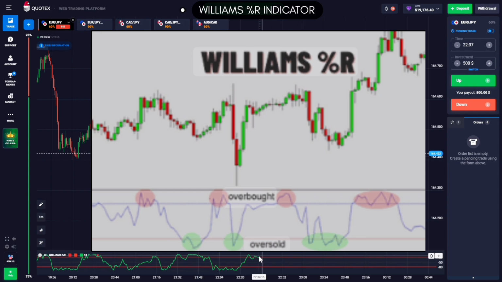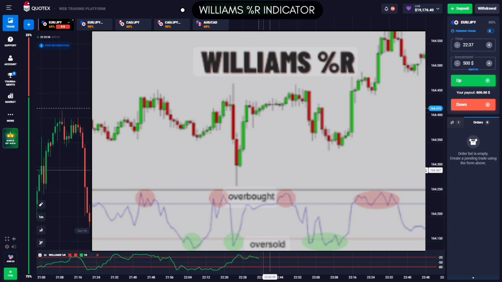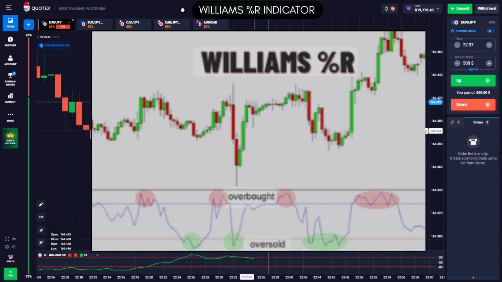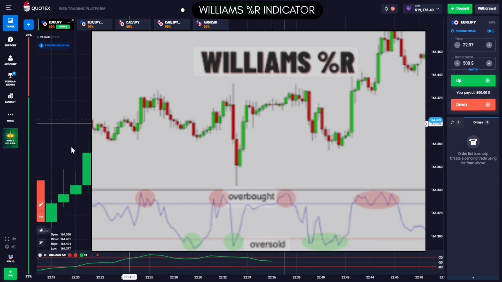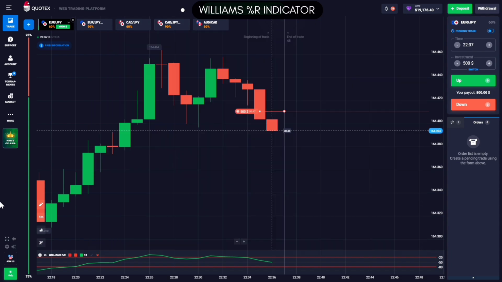Overbought condition. When the Williams %R indicator is below -20, it's an overbought condition, indicating that the asset's price is likely to fall. Oversold condition. When the Williams %R indicator is above -80, it's an oversold condition, indicating that the asset's price is likely to rise.